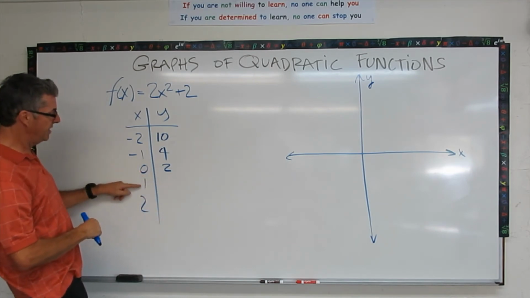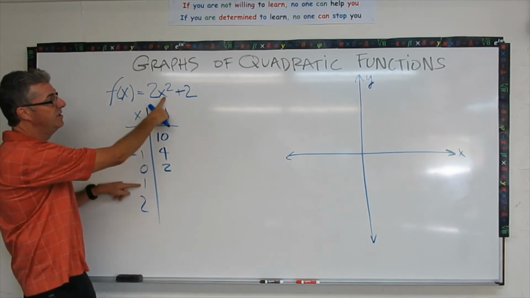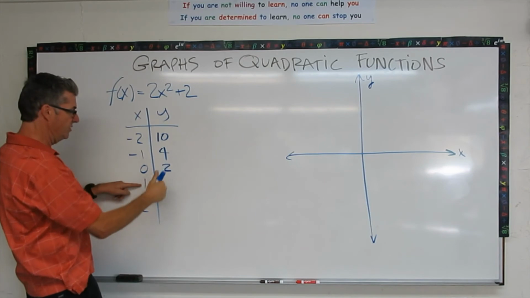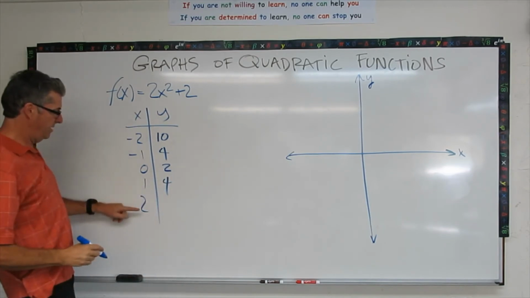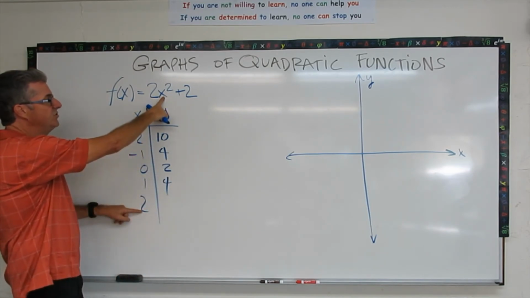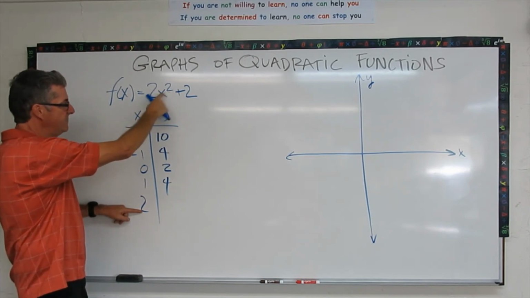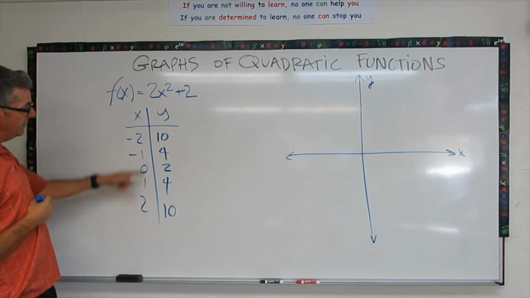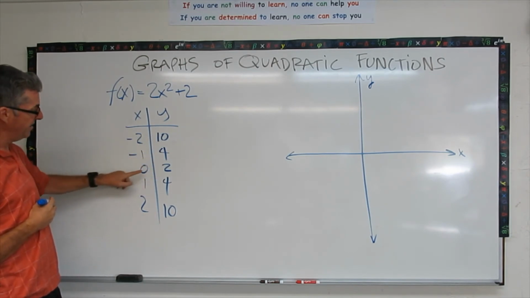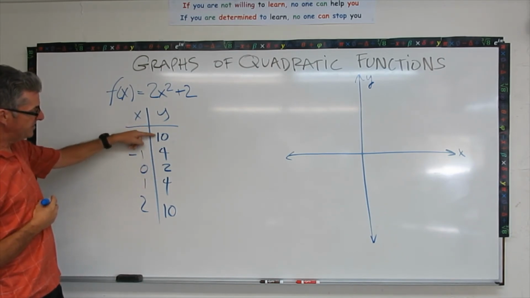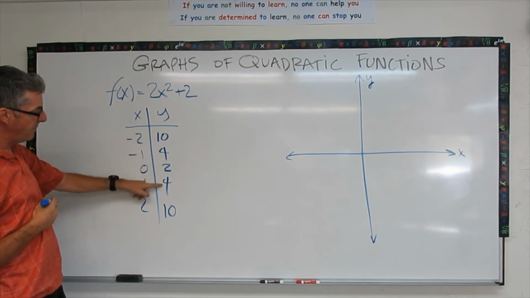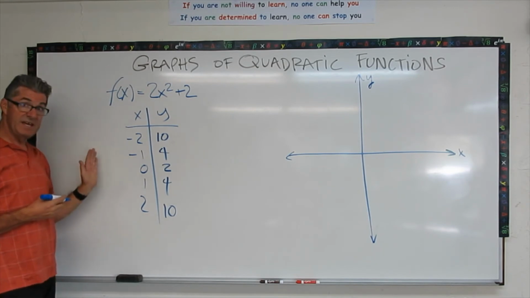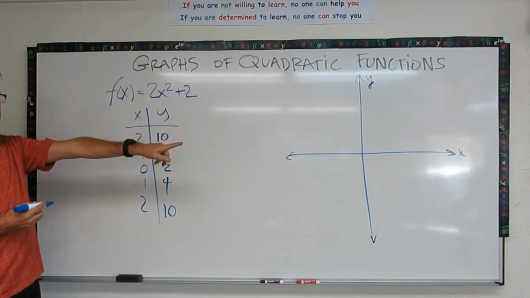Let's see what happens. I'm going to plug in 1 for x. 1 squared is 1, times 2 is 2, plus 2 is 4. 2 for x. 2 squared is 4, times 2 is 8, plus 2 is 10. Okay, so it looks like our turning point is right here at the 0. Notice how it was decreasing from 10 to 4 to 2, and now it's come up to 4 and to 10.